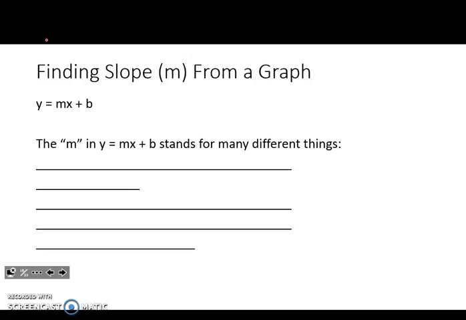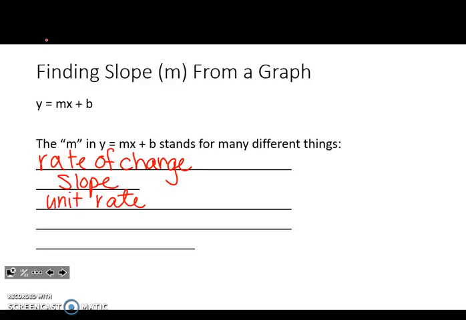So one of them is the rate of change, slope, unit rate, steepness of a graph, and then the new one is when we find and count the slope for a graph, we are going to use the format of rise over run.